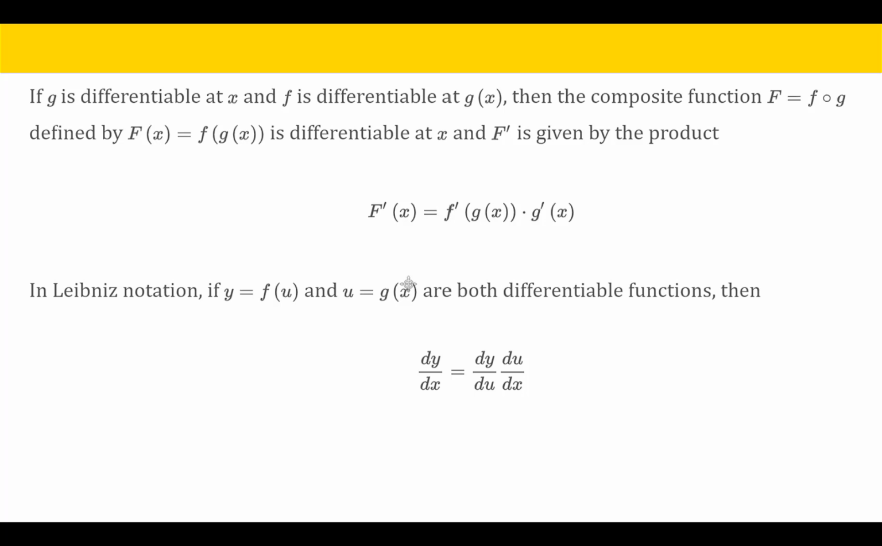F prime of x is equal to the derivative of the outside with the inside left alone, multiplied by the derivative of the inside. In Leibniz notation, it could be written a little bit differently.